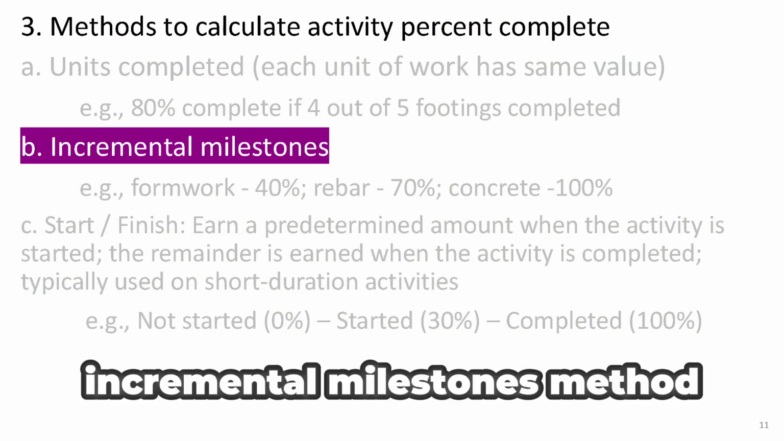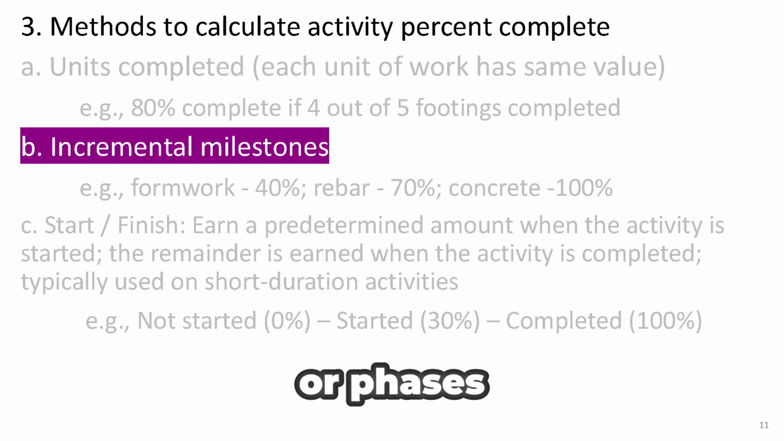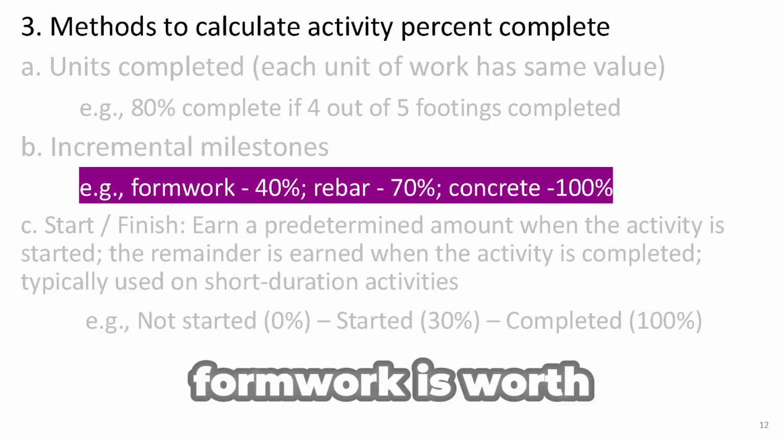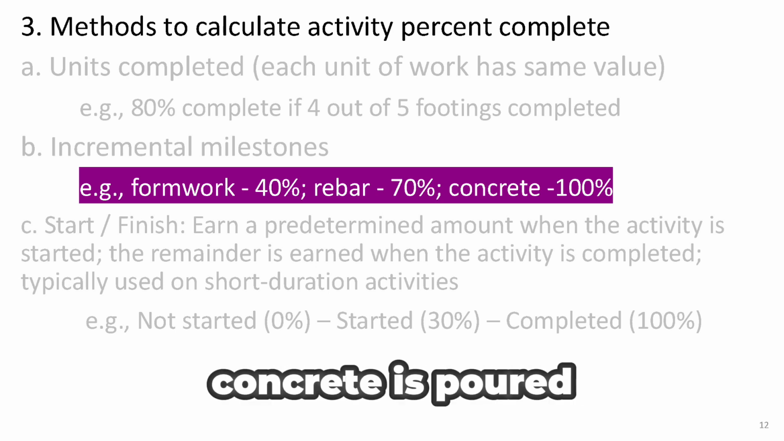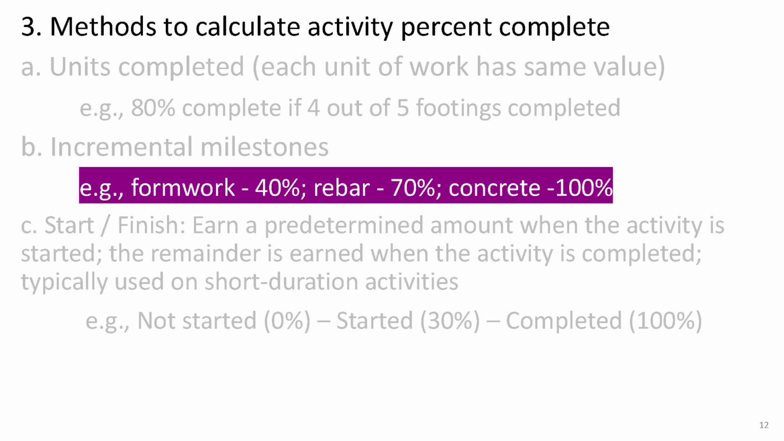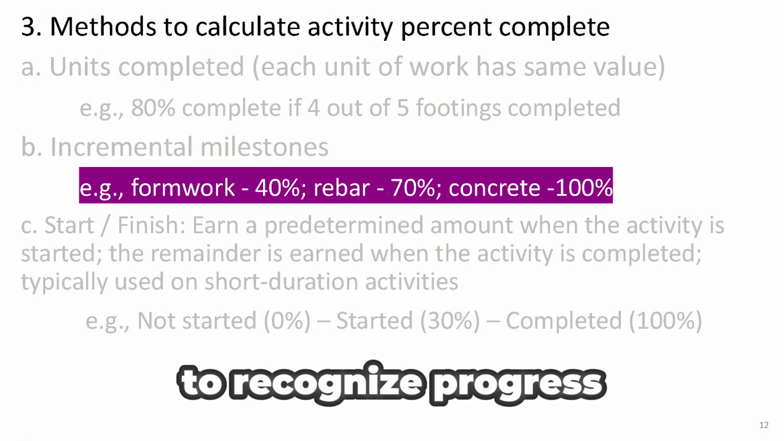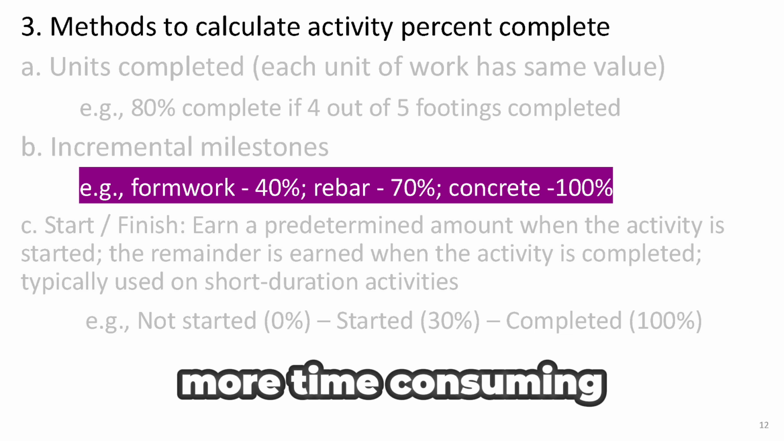Next is the incremental milestones method. This is helpful when an activity has several steps or phases. You assign a percentage to each step based on its importance or effort. Like if you're doing concrete work, you might say formwork is worth 40%, rebar is 70%. And once the concrete is poured, that gets you to 100%. This method is best when the activity is more complex and you want to recognize progress step by step. Especially helpful when some steps are more time consuming than others.